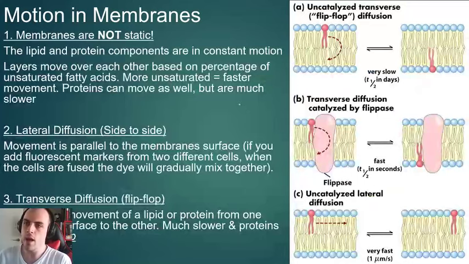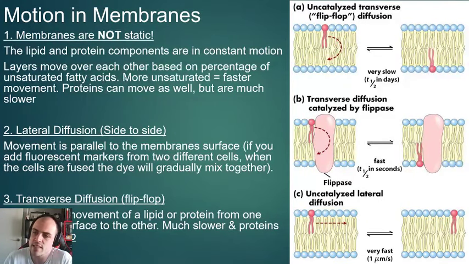So, how do these lipids move? Okay, so again, as I was saying before, membranes are not static. They are constantly moving around. Now they're in constant motion. The layers move over each other based upon the percentage of unsaturated fatty acids. So more unsaturated equals faster movement. Why is that? Again, what we need to remember is that the more unsaturated our fatty acids are, they have a kink in the chain. They're not perfectly straight. They'll have that kink.